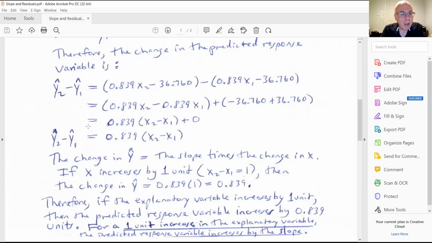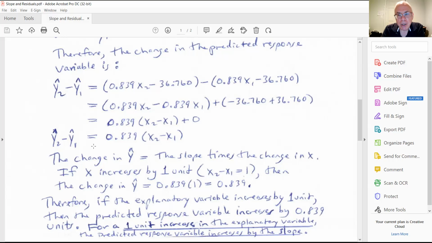And so what we end up with is that the change in y, the predicted value of y, is equal to the slope times the change in x. Now, you will notice that if you divided both sides by the change in x, here, this x2 minus x1, you would get the slope on the left equal to 0.839. Right? This is just another way of showing the same thing.